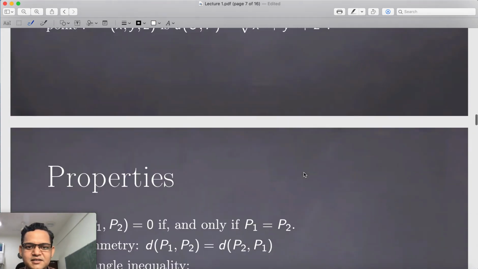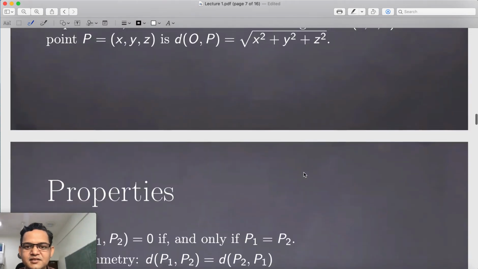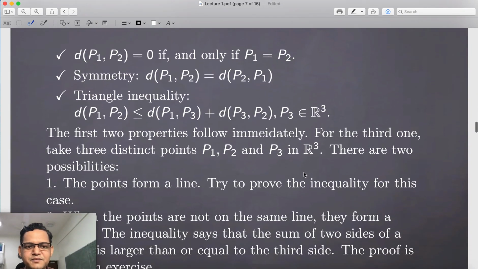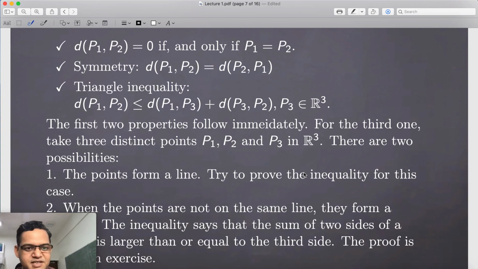But very important, once we have this definition, some important properties can be easily deduced. For example, if I have two points and the points are distinct, the distance between them is always going to be positive, correct? Because one of the differences will be non-zero, so it will be something positive. So basically the first property says that the distance between two points is 0 if and only if the points are the same. That is the only possibility.